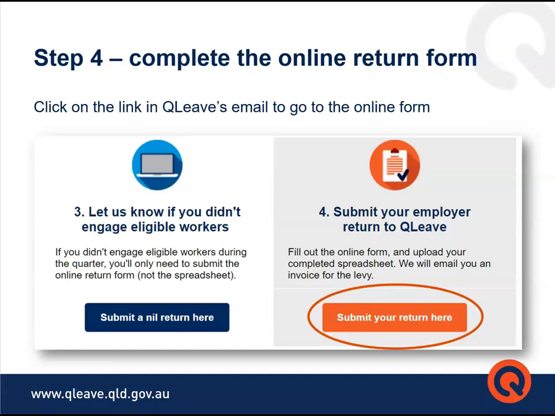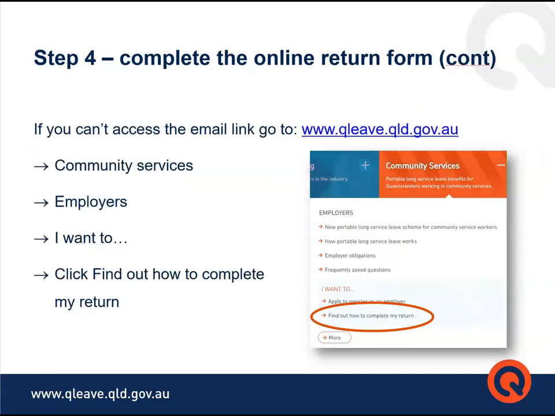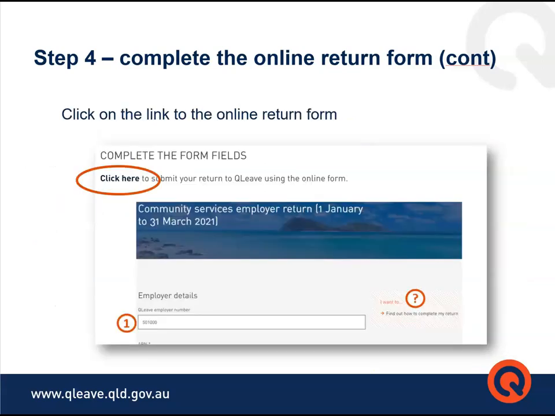To upload your spreadsheet template, simply go to the link in the email you received from QLeave. In Section 4, click on the button called Submit Your Return here. If you can't access the email link, go to our website, go to the Community Services tab on the right-hand side of the page, and under Employers and I Want To, click on How to Find Out How to Complete My Return. This web page contains all of the instructions for submitting the return.